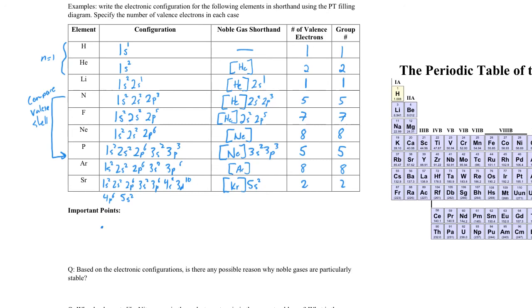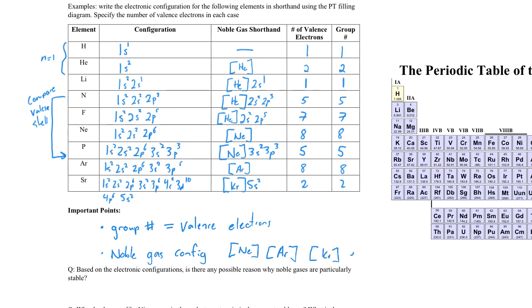So before we wrap up, let's briefly mention some of the important points from this. First point is that the group number is equal to the number of valence electrons. Now, that's true for the elements that we usually deal with. It's not always true for all elements, but it's generally the case for the main group elements that we will deal with. Another, maybe more important point though, is the noble gas configurations: neon, argon, krypton, xenon, etc. All of those noble gases have 8 electrons in the valence shell. And as we know, noble gases are very stable. They don't react with anything.